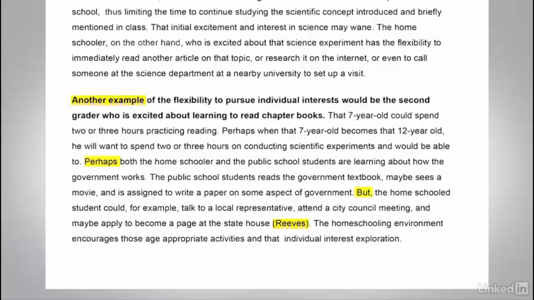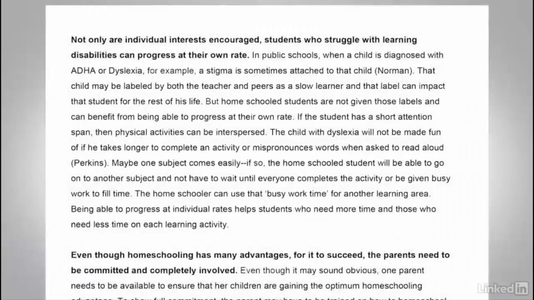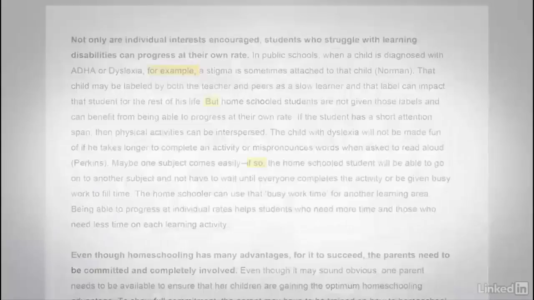Perhaps and but are also important connectors of ideas. This topic sentence ties together the last section, individual interest encourages, and identifies that another benefit will now be discussed. Learning disabled students can progress at their own rate. Not only is the connector. An example is given, identified by, for example. A change of direction is provided with but, and if so, also helps the paragraph's flow.